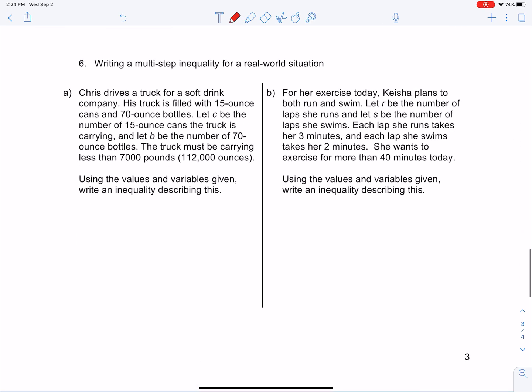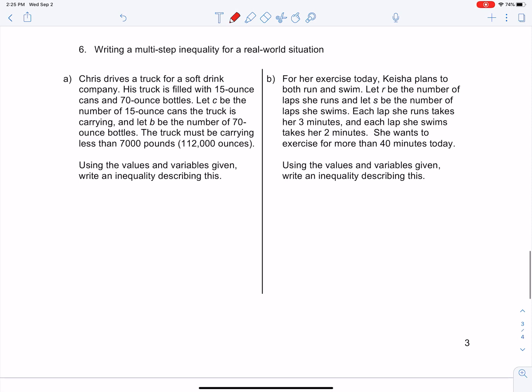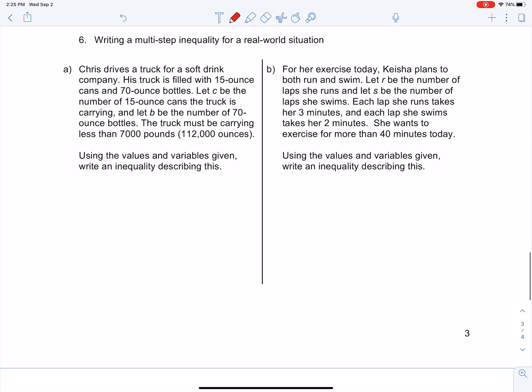Let's try this word problem, writing a multi-step inequality for a real-world situation. Chris drives a truck for a soft drink company, let's say Coca-Cola. Sorry if you're a Pepsi fan. His truck is filled with 15-ounce cans and 70-ounce bottles. Let C be the number of 15-ounce cans the truck is carrying, and let B be the number of 70-ounce bottles. The truck must be carrying less than 7,000 pounds, or in other words, 112,000 ounces. Using the values and variables given, write an inequality describing this.